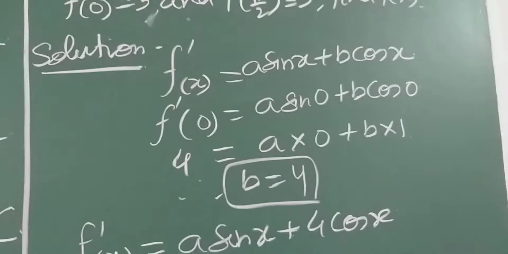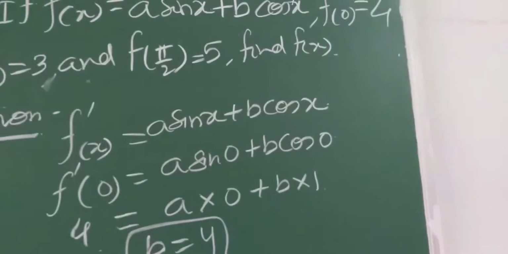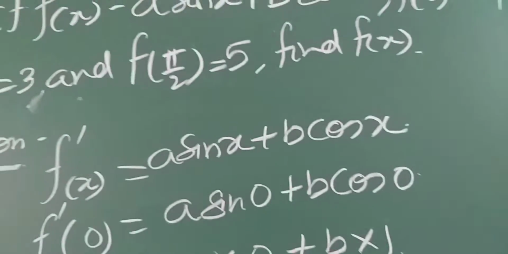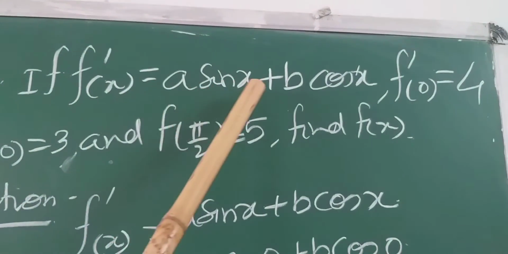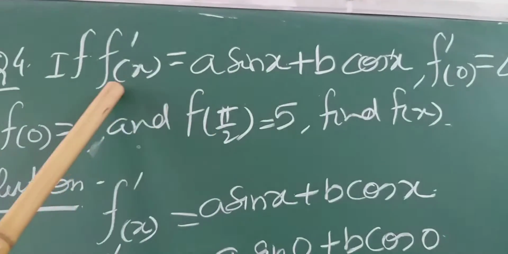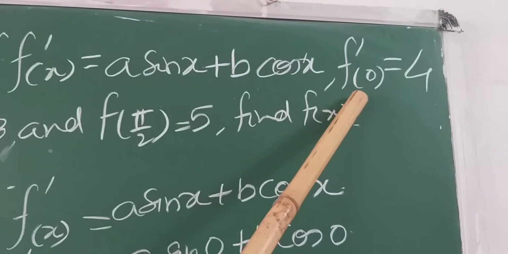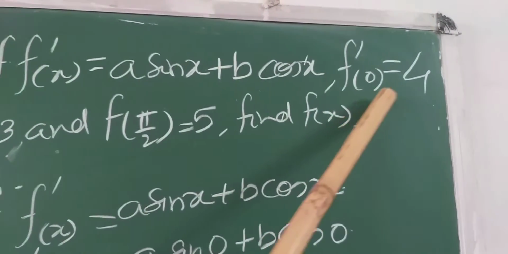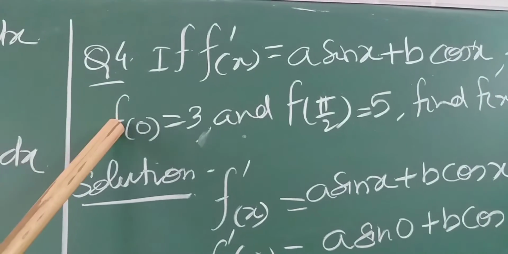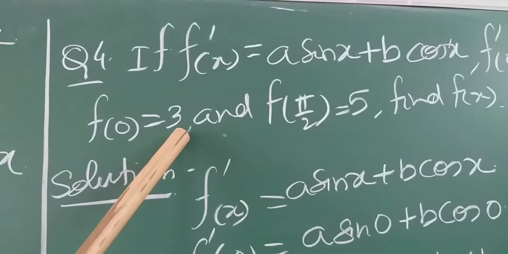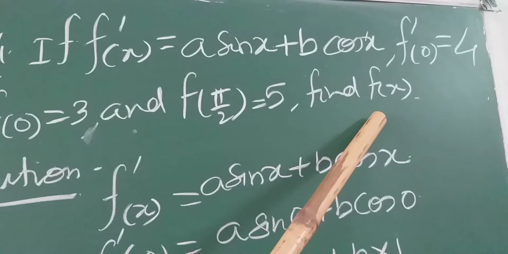Now student, one question we are going to solve in which the derivative is given to us and we have to find out its function. So f dash x is a sin x plus b cos x. This is the derivative of f x given to us. It is also given that the derivative value at 0 is 4. It is also given that the function value at 0 is 3 and the function value at pi by 2 is 5. We have to find out the function f x.